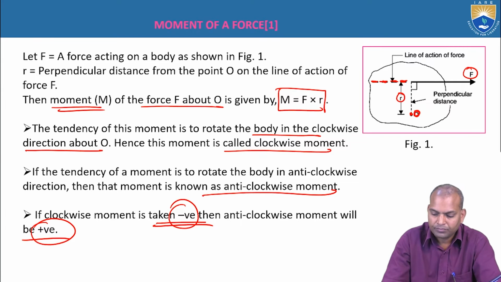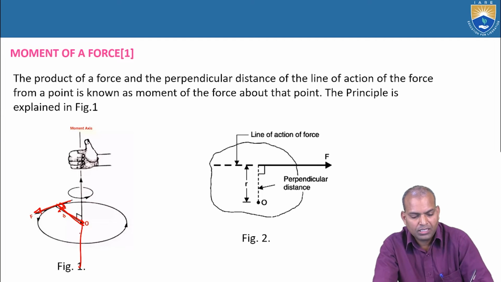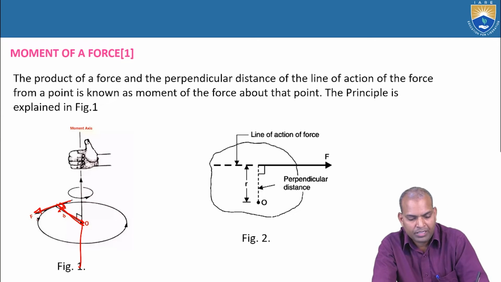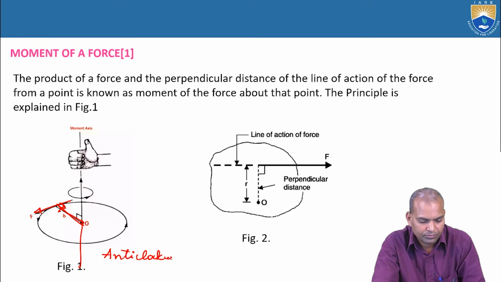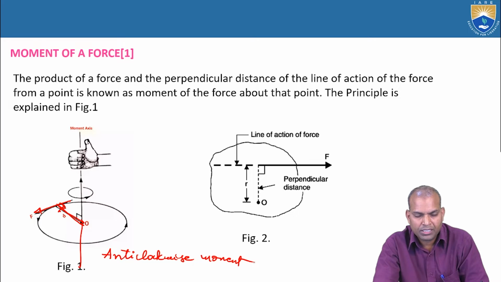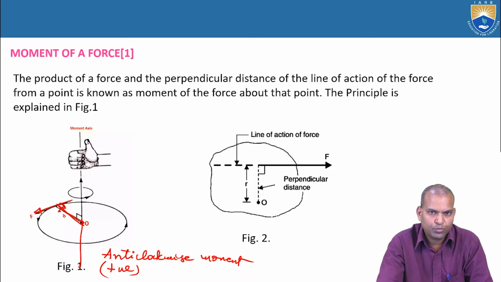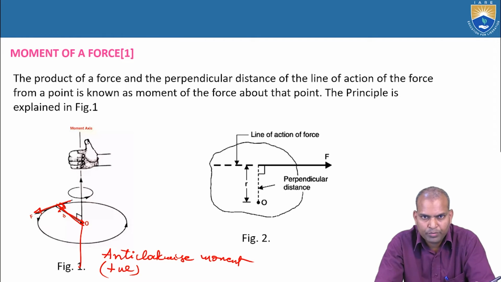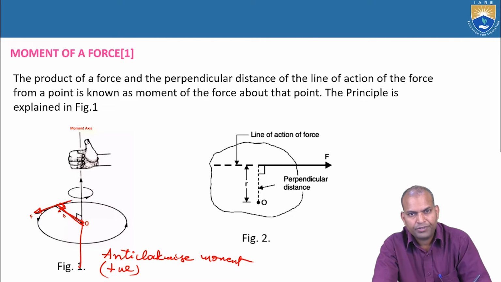Alright, now in the earlier figures, you can understand this. In figure 1, the tendency of the moment is rotating the body in anti-clockwise direction. That's why here it is an anti-clockwise moment, and we consider anti-clockwise moment as positive. Otherwise, if you consider the other convention, clockwise moment should be considered positive.